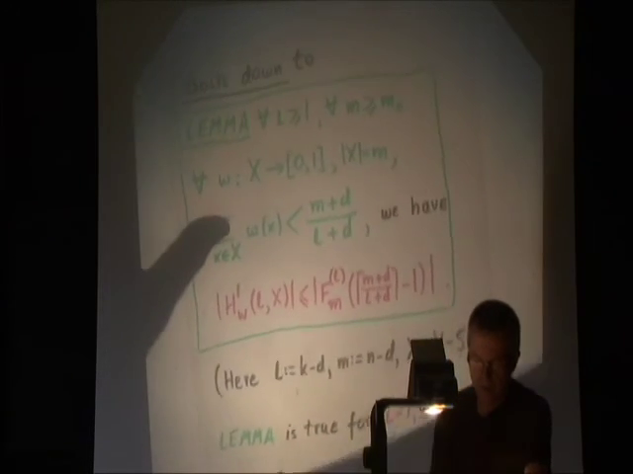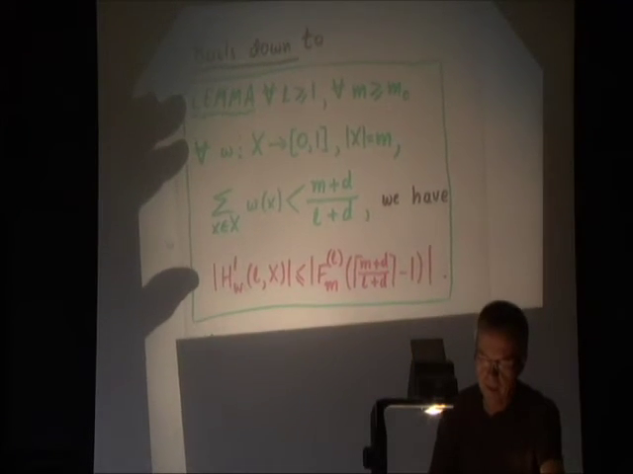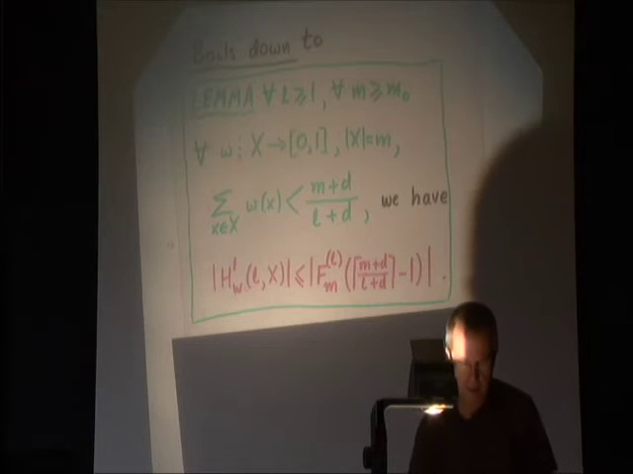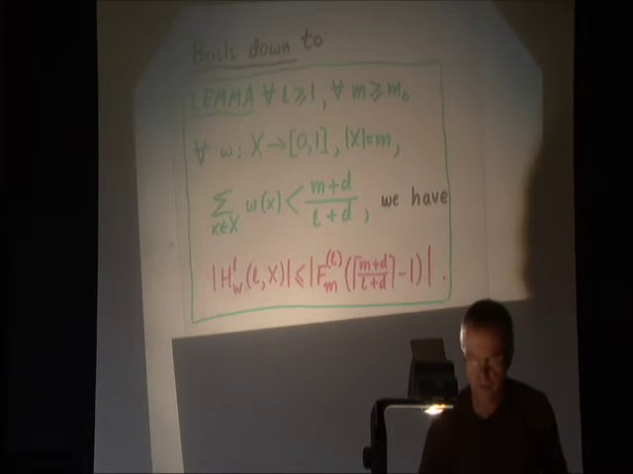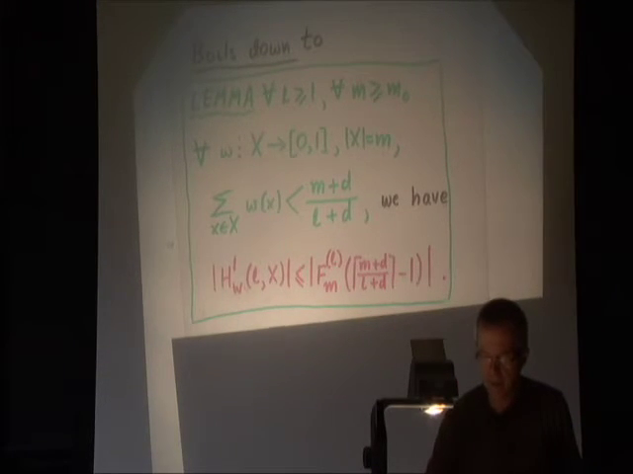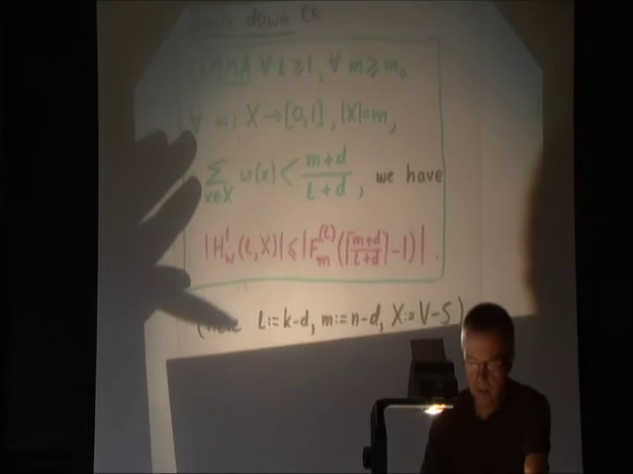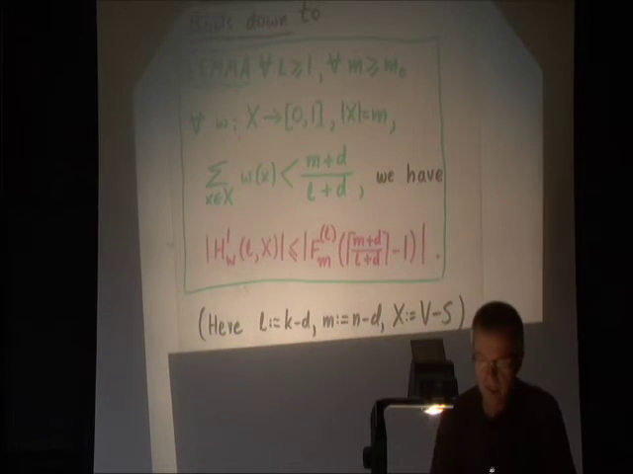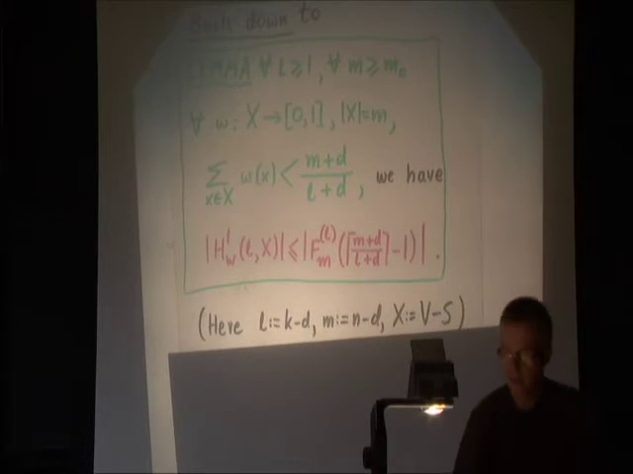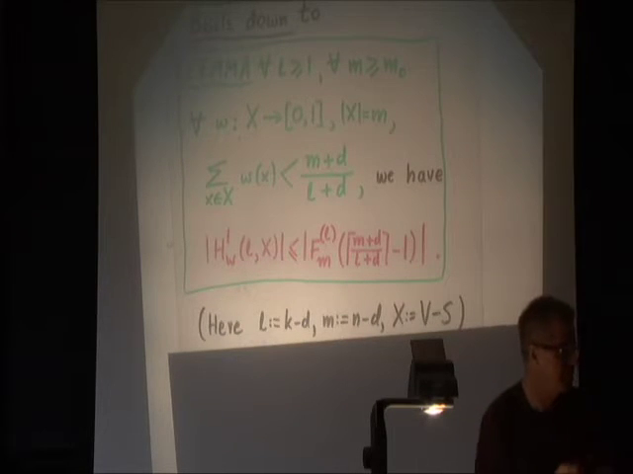So it really boils down to the following lemma to be proved. It's a lemma, but this is a conjecture at the moment, so we don't know how to prove it, at least in general. Now I switch from k and n to L and M, so L is now k minus D, and M is now n minus D, because we change these numbers.